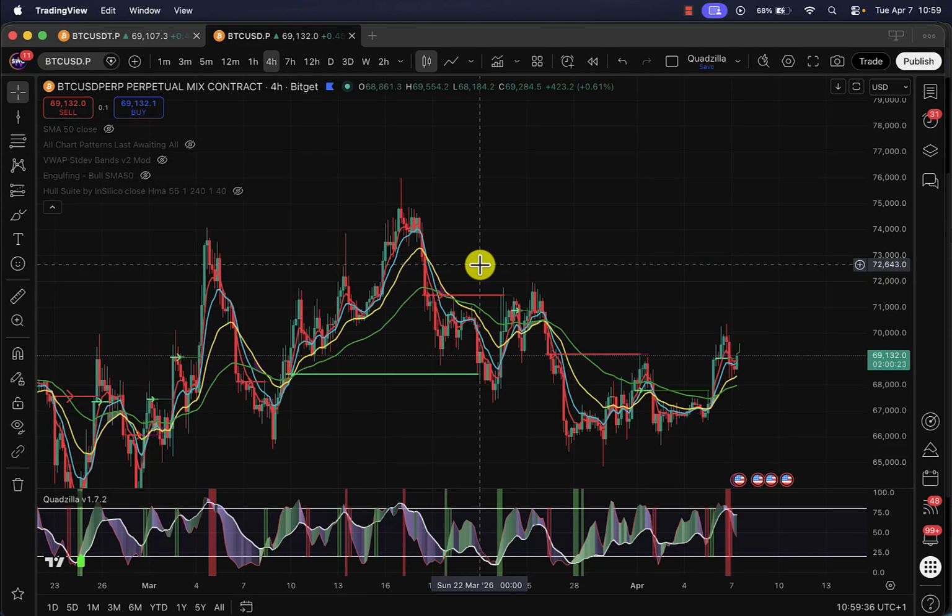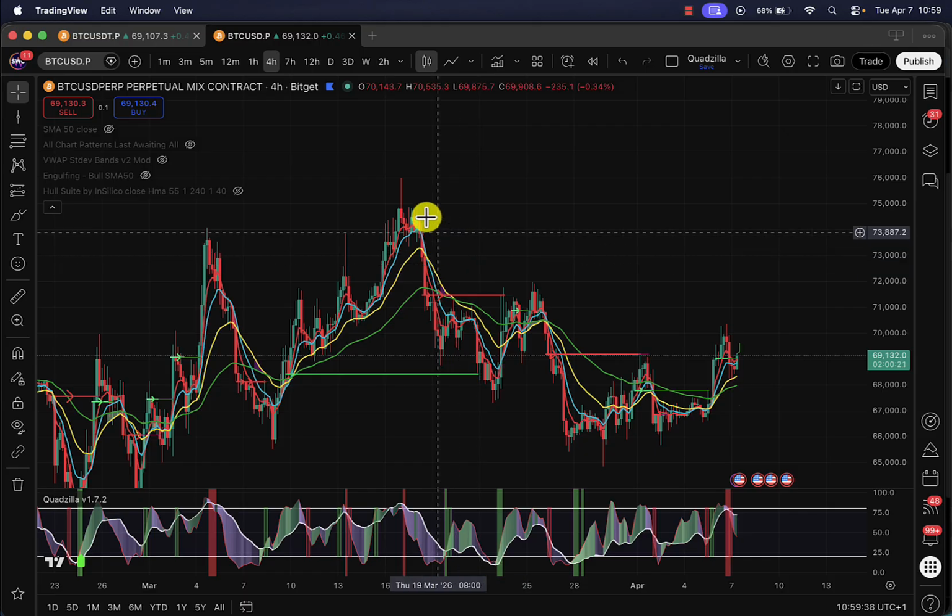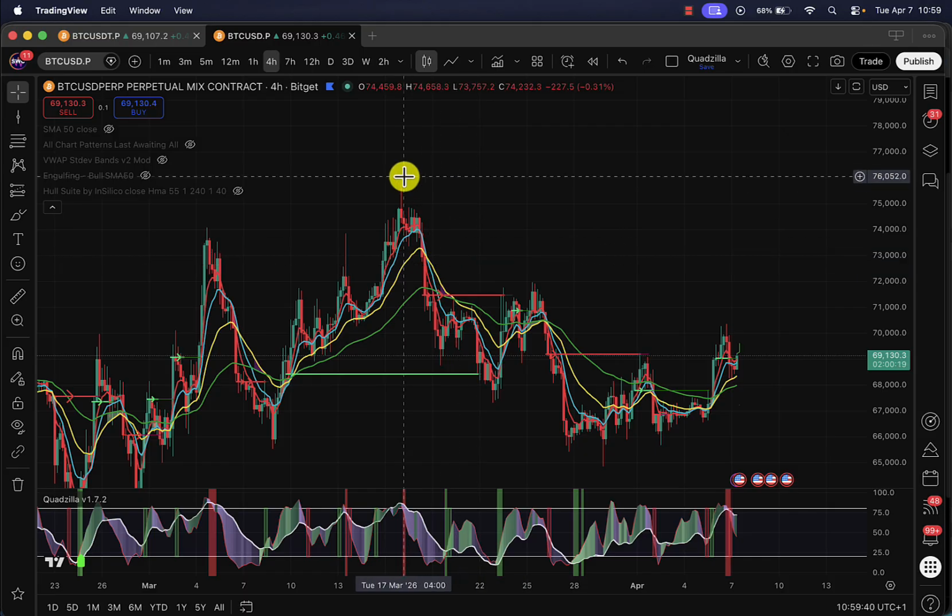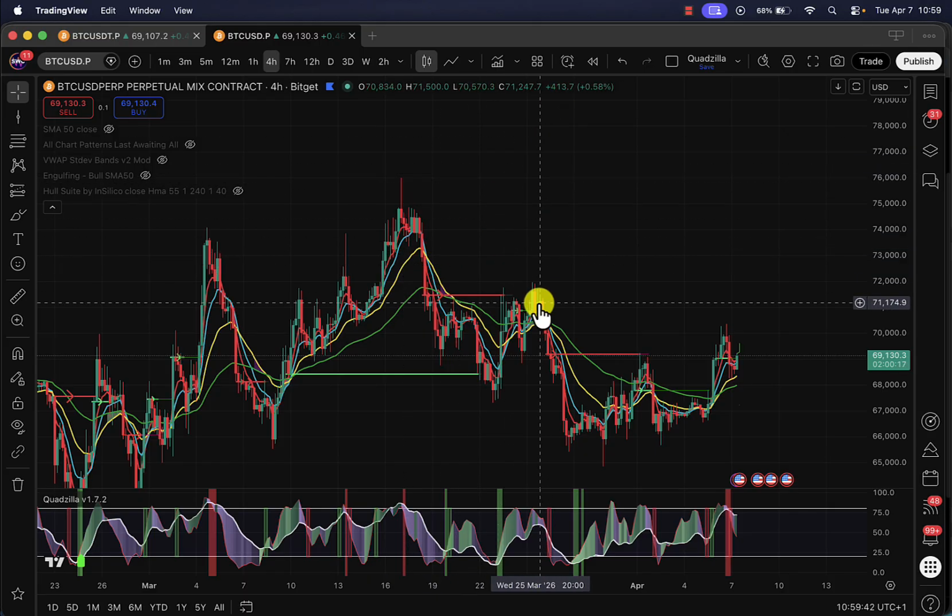How far we get, I don't know, but ideally it'd be great to clear these highs here from March and go up into the upper 70s, but I don't think it's going to happen just yet, is it?